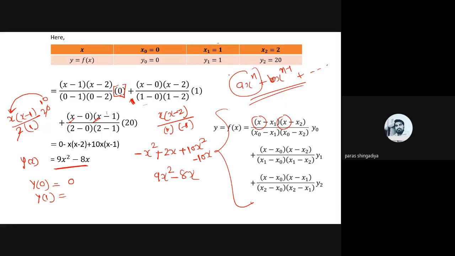Okay, the second point, x1 is equal to 1, y1 is also 1. So find the value of y. It is 9 times 1 squared minus 8 times 1. 1 squared is 1. So 9 minus 8, that is 1. Clear? So it is also verified.